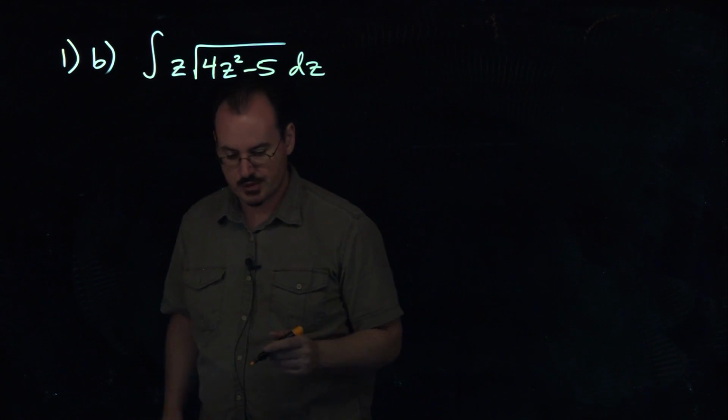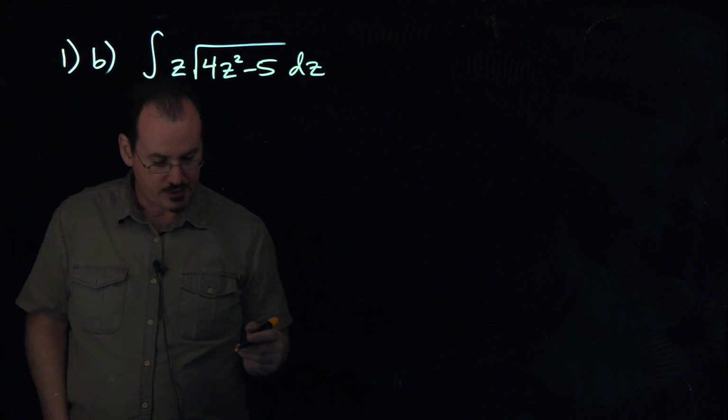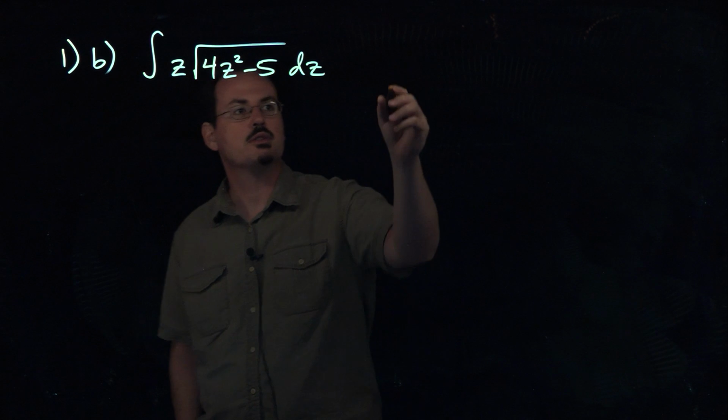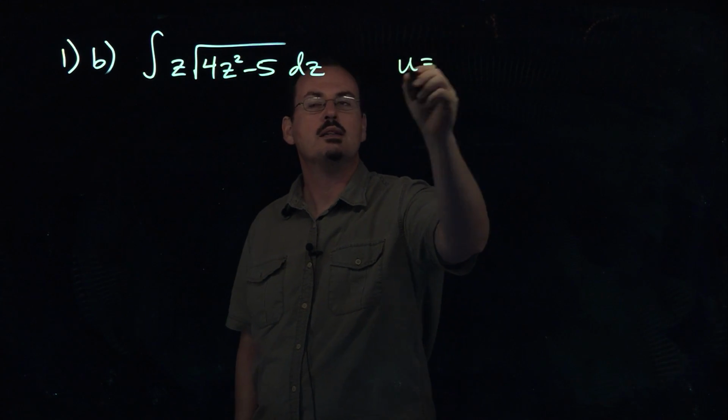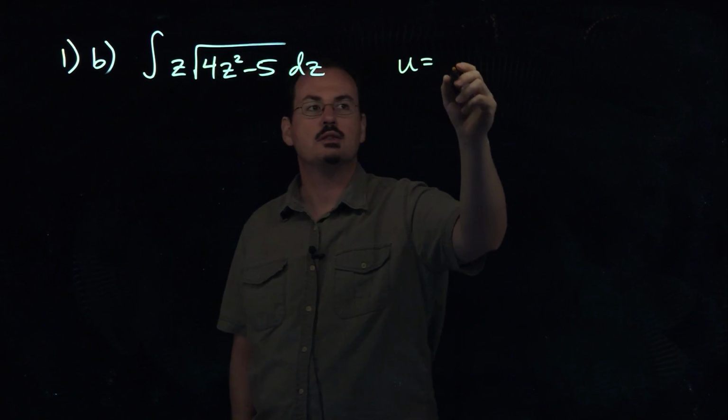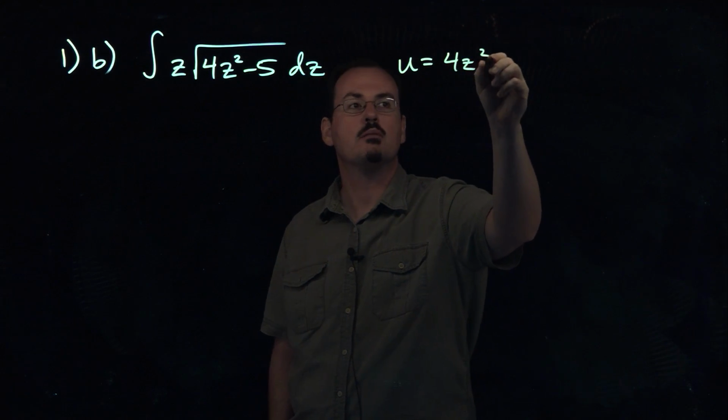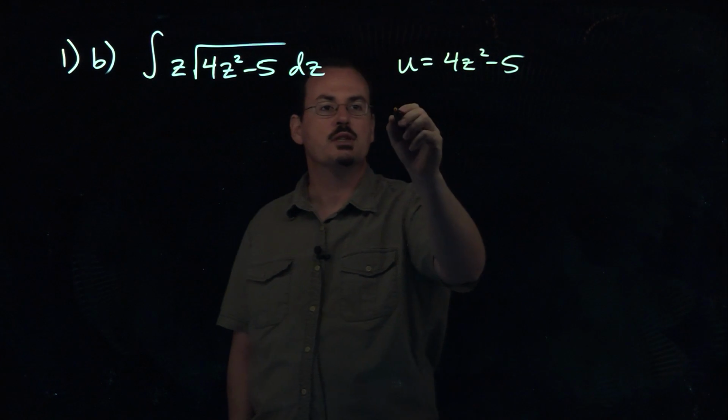Doing 1b from section 7.2. So this integral's in terms of z, but it doesn't matter. We're still going to do our substitution the same way. In this case, we see what's under the radical is 4z squared minus 5. That's what our u is going to be.